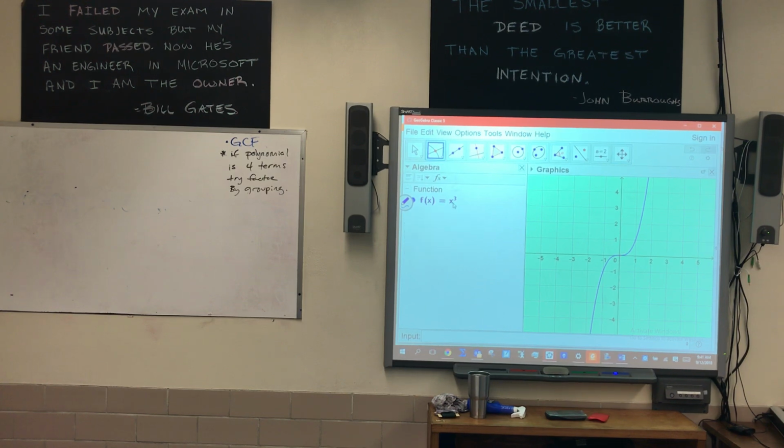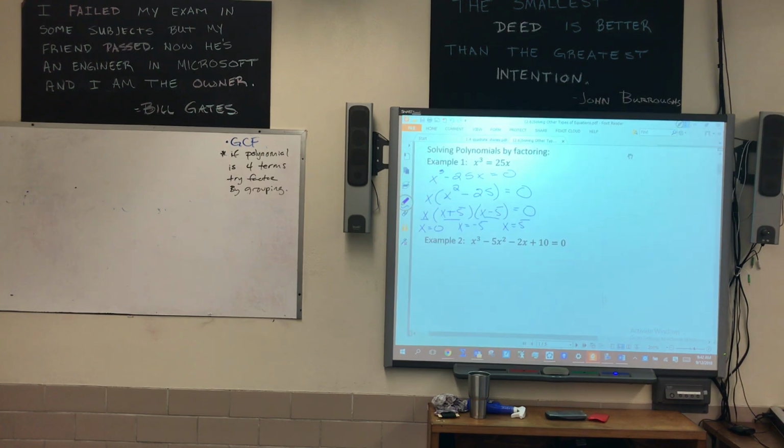If we do what we did by hand, so we move the 25x over, that creates a different looking cubic. That cubic is going to look like that thing there. But now we'd be interested in where that crosses 0, right? If we zoom in, we cross 0 at -5, 0, and 5. So you can use those graphical approaches again to verify your solutions if need be.